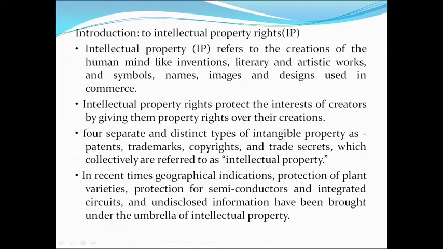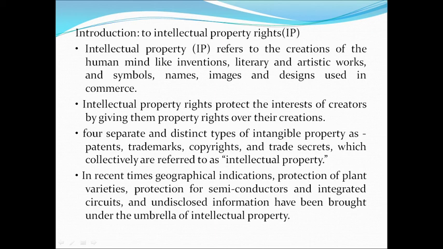Introduction. Intellectual property rights refers to the creations of the human mind, like inventions, literature, art, artistic work, and symbols, names, images, and designs used in commerce. Intellectual property rights protect the interest of the creator by giving them property rights over their creations. So we are giving more rights to them, and others should not misuse their property.